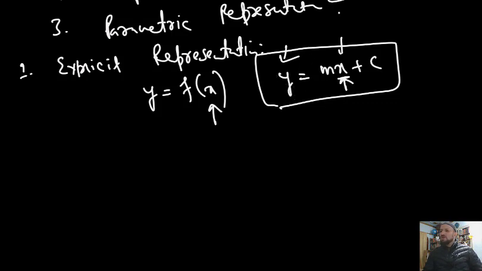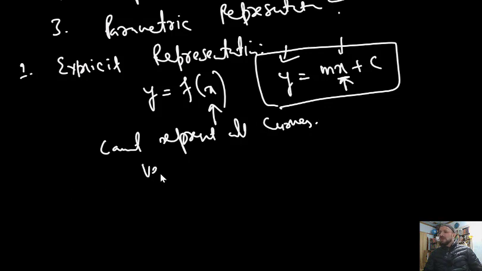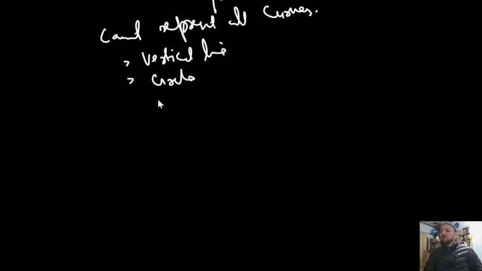But this cannot represent each and everything. For example, a vertical line, or a circle. It cannot represent all curves. But we can extend it to 3D. We can add the z.